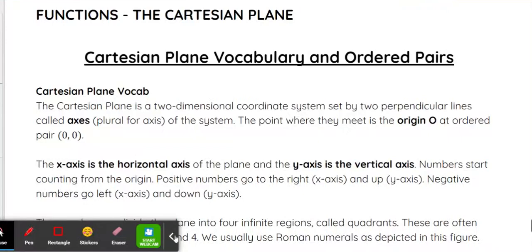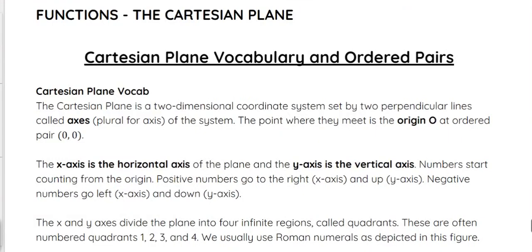Hey there, in this video we are going to start by looking at the Cartesian plane, and we will look at some vocabulary and then also some ordered pairs that go along with that coordinate plane. So the Cartesian plane or coordinate plane is a two-dimensional coordinate system set up by two perpendicular lines.